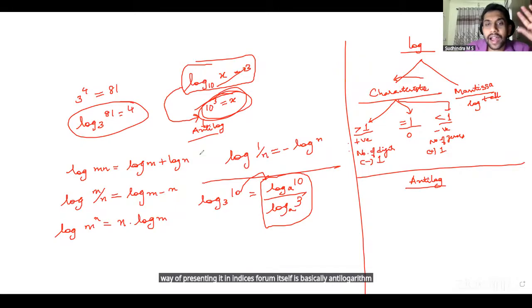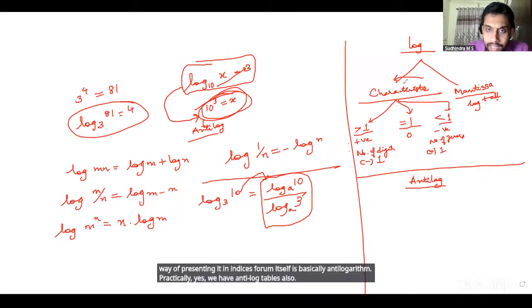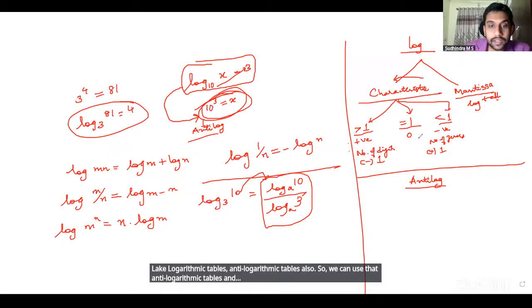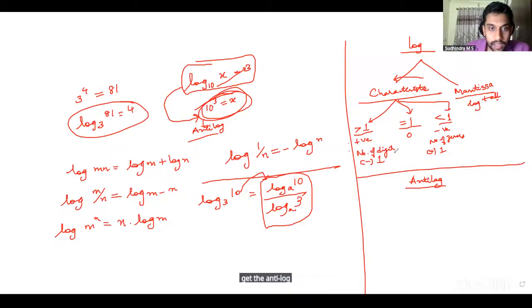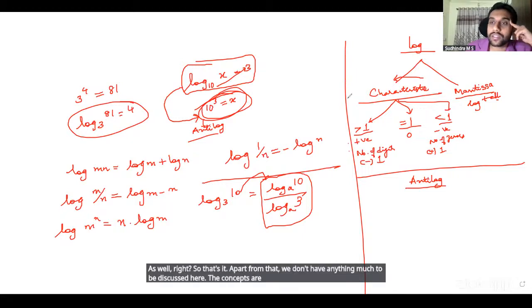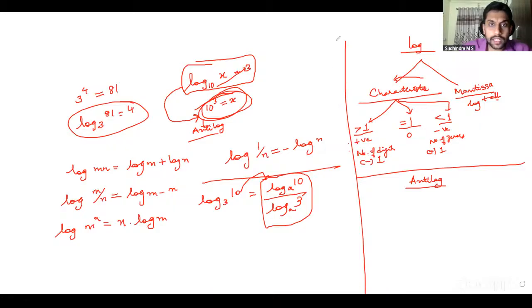Practically, yes, we have anti-log tables also, like logarithmic tables, so we can use those anti-logarithmic tables and get the anti-log values as well. So that's it. Apart from that, we don't have anything much to be discussed here. The concepts are done. Can we directly go to the exercise and solve problems? Yes, good. Come to the exercise, same material.